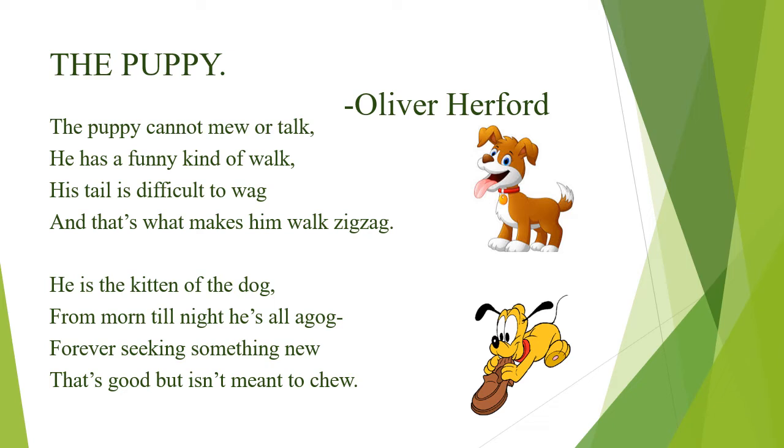Now the poet is talking about a dog, and this dog happened to be a male dog, and the puppy is so tiny, it is walking in a funny way because its tail is not big enough to wag. So that makes him walk zigzag. Understand? Alright. Now let's read the second verse together again.